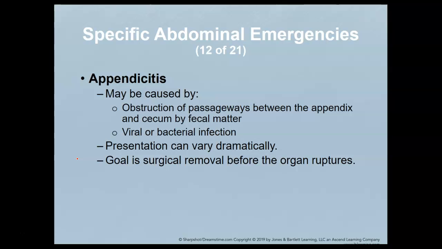Okay, so kind of a recap: we get that obstruction because of passageways between the appendix and the cecum blocked by fecal matter. We get a viral and more often than not bacterial infection as that fecal matter is growing in. We're dilating that out. We start to get bacteria in it. We lose good blood flow there. We become ischemic. We infarct. We necrose, and then we can rupture.